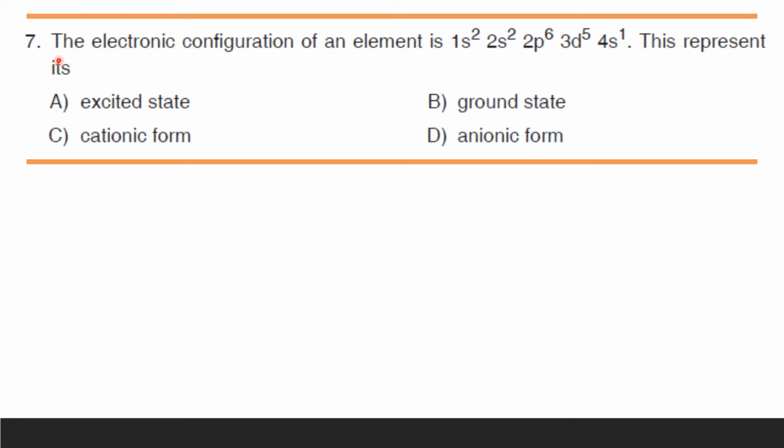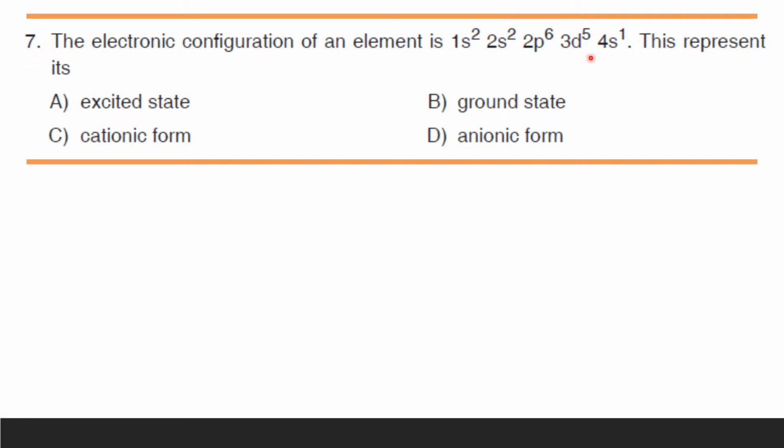So let's have the second question, which is question number 7 of the question paper. The electronic configuration of an element is 1s2, 2s2, 2p6, 3d5 and 4s1. This represents its excited state, ground state, cationic form, or anionic form. I find some problem with this question, especially in the electronic configuration. That's because 1s2, 2s2, 2p6 is all right. After 2p, you need to have 3s2 and 3p6, which is missing in this question.